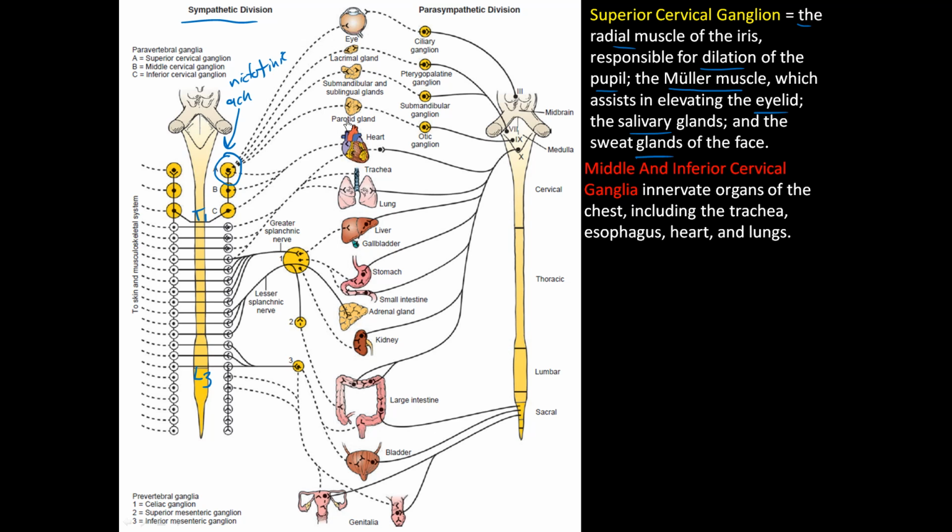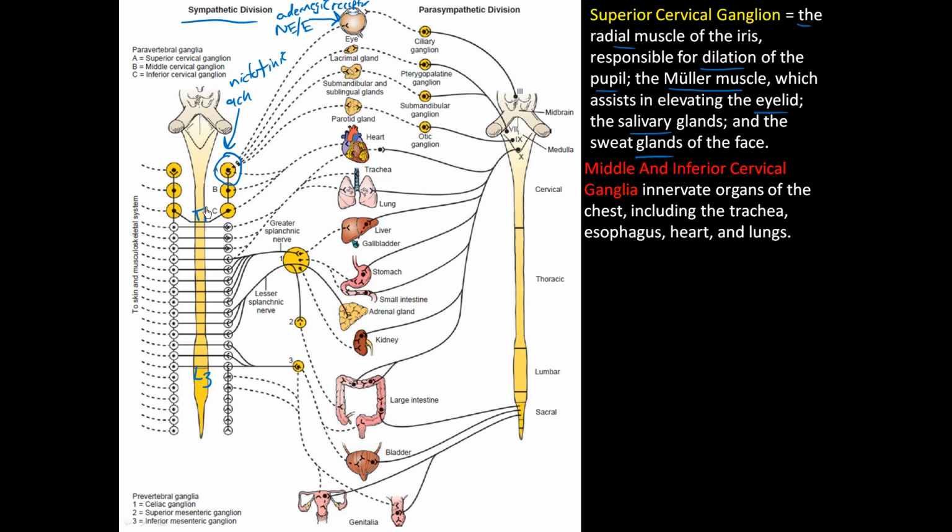And at all of these junctions here, this is an adrenergic receptor, and norepinephrine and epinephrine are the main 2 neurotransmitters in these areas.